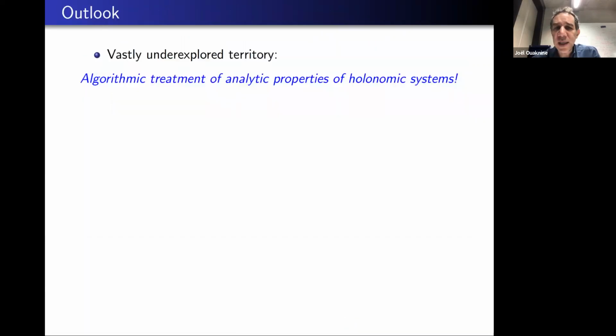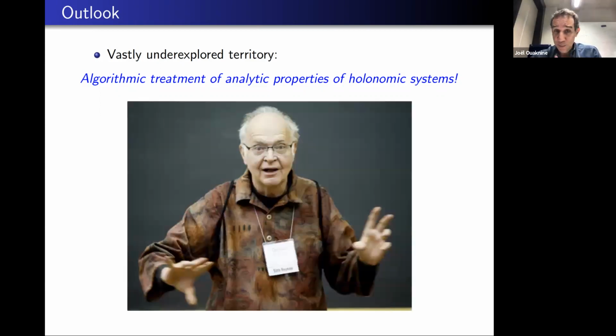Okay, so what is the outlook? Well, holonomic sequences and functions have been extremely well studied from the point of view of their algebraic properties, their identities, and so on. But what I feel has been vastly underexplored up to this point is the algorithmic treatment of the analytic properties of holonomic systems. So I've only talked about two properties here, minimality and positivity, or inequalities, and these are for sequences. But of course, there are many other questions you can ask about holonomic sequences and also holonomic functions. And I think this is ripe for research, or as Knuth would put it, we should try to turn more of the art into science.